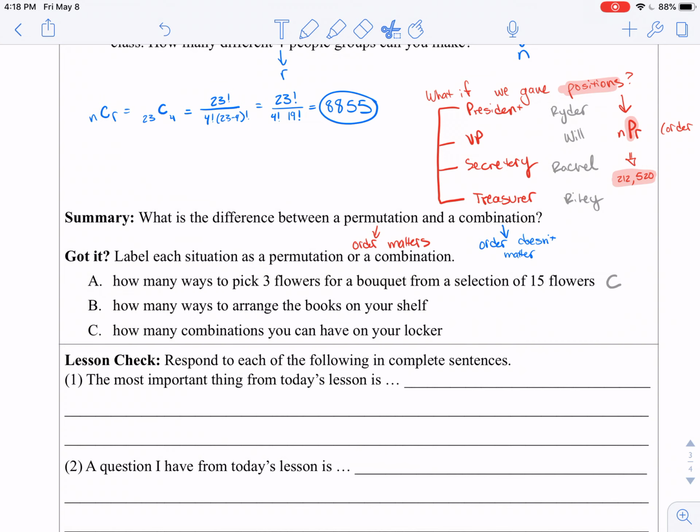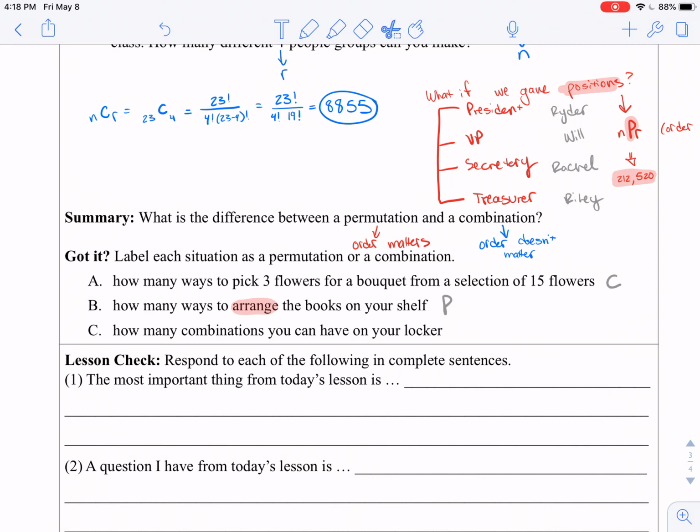For the second one, how many ways can you arrange the books on your shelf? Well, this one is going to be a permutation, because arranging things, that's your key word here, arranging means a permutation because the order matters. You can order them alphabetically. You can sort them by color, by size, by genre. You can sort them by whether you've read them or not. Here you're putting them in order, so that's a permutation.